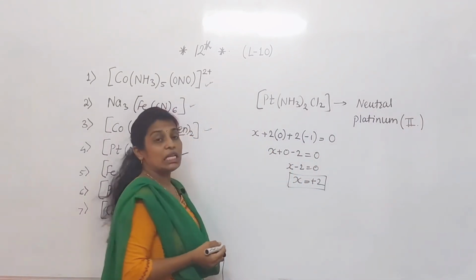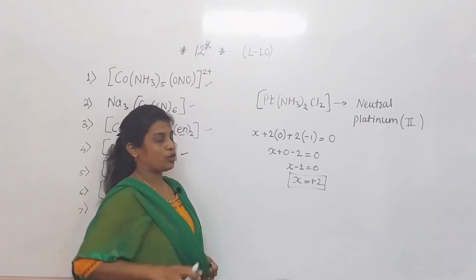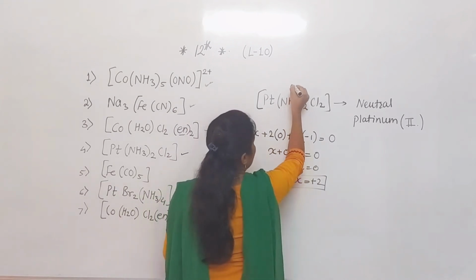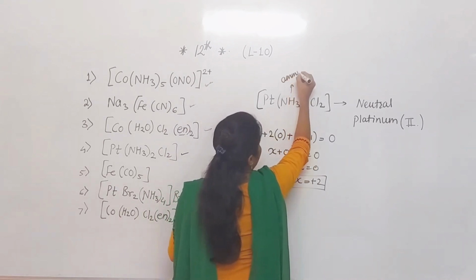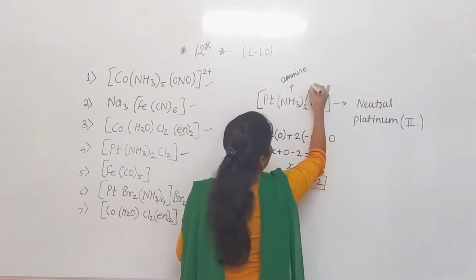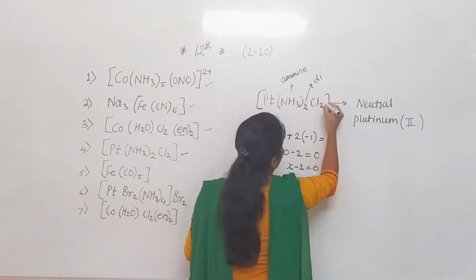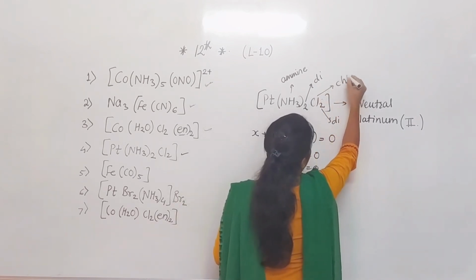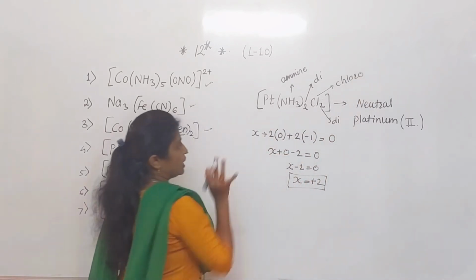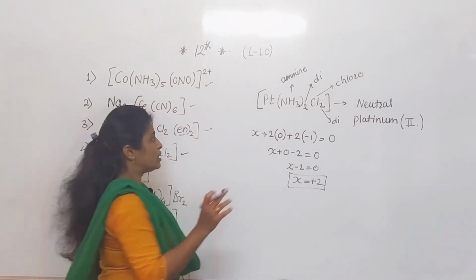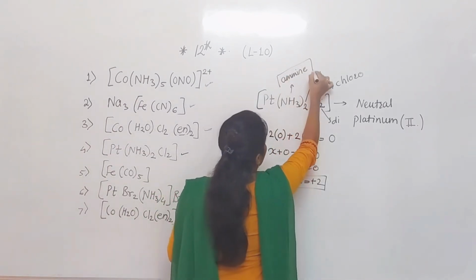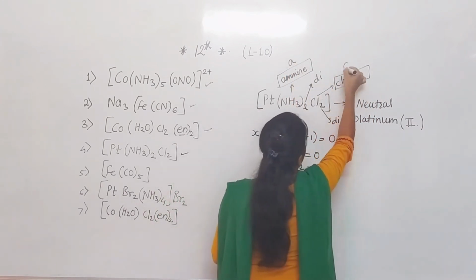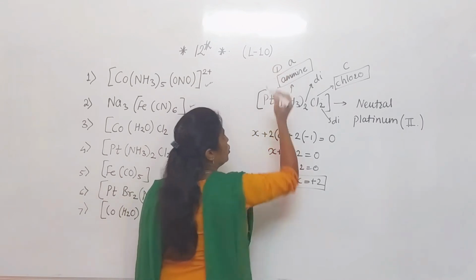Now what about the ligands? Is it homoleptic or heteroleptic? Heteroleptic. So we have to write the names of the ligands alphabetically. NH3 is there, so it will be amine. 2 is there, so di. 2 chlorine are there, so Cl will be chloro. We have to write the ligands collectively. Now see, amine starts with A, chloro starts with C, so the first priority goes to amine.